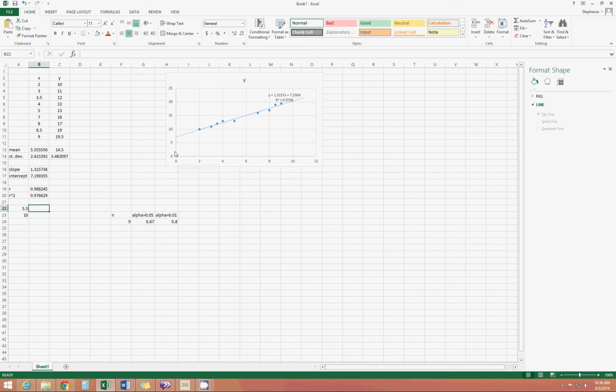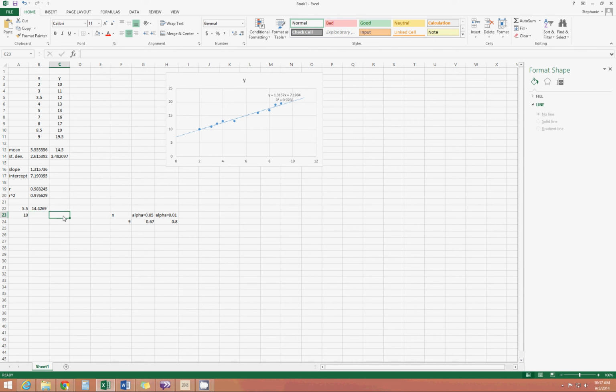Then the last thing it asks you to do is to predict what the y value will be given some x values. And to do this, you can use the FORECAST feature. It says to enter the x value, which I set over here for my sample, I was going to use 5.5. Then the known y's and the known x's. And it forecasts it, and I could do the same thing for 10.